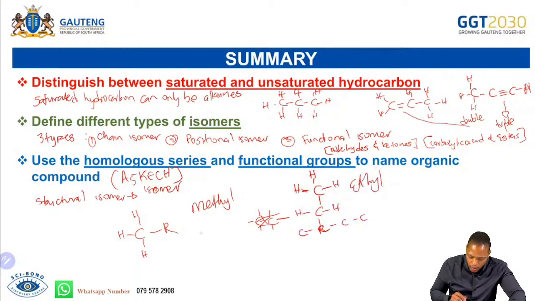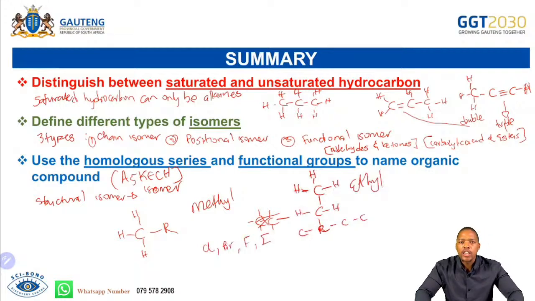And then another one, an attachment or treated as an attachment, could be the halogens, the Cl, the Br, the F, and the I. These ones could be treated, when you are naming, as if they were attachments or substituents in your structure there. Okay, so that's our summary, and that's what we expect that you are able to do after this lesson.